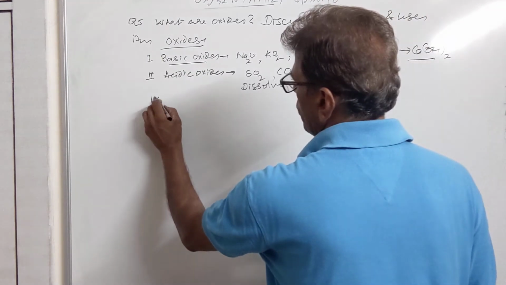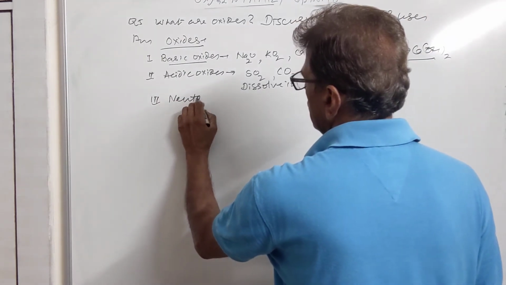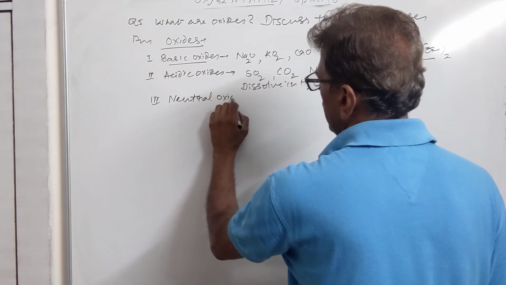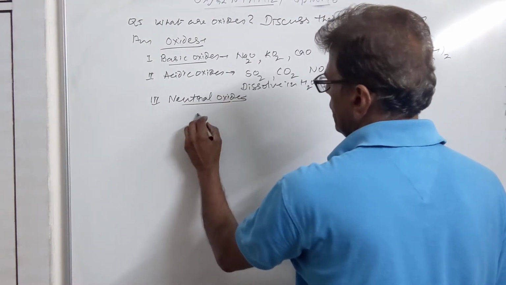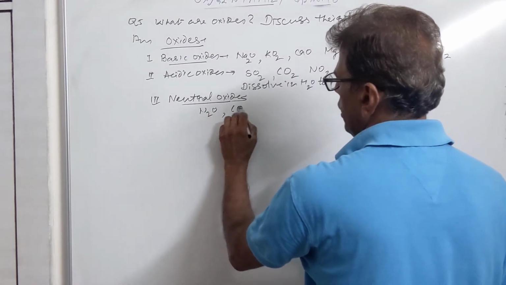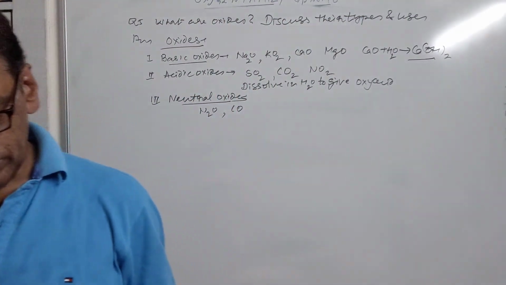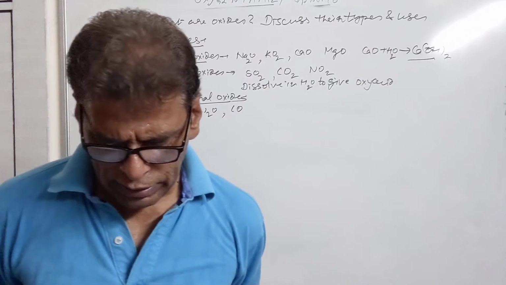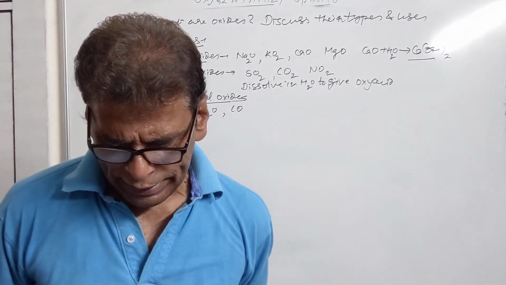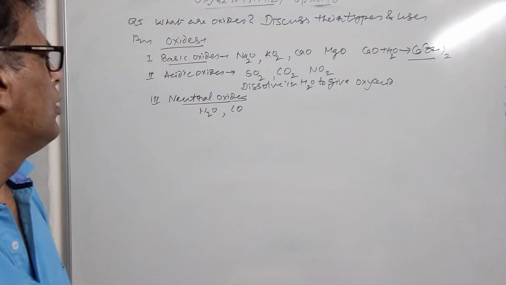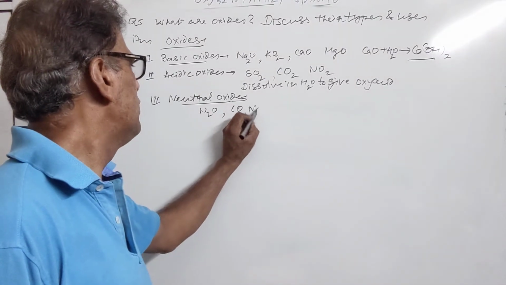Then we have neutral oxides. These oxides dissolving in water neither produce acid nor produce bases. N2O is a neutral oxide. Carbon monoxide is also a neutral oxide. NO is also a neutral oxide.